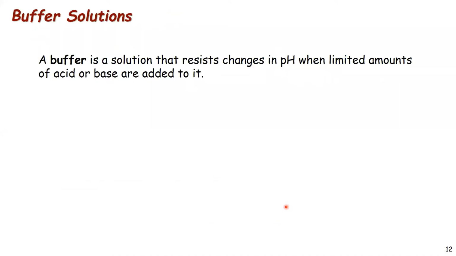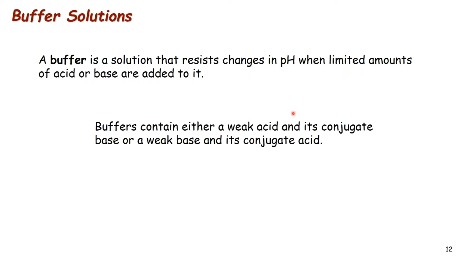Okay, that brings us to buffers, because all buffers are this idea of common ion effect. So a buffer is simply a solution that resists a change in pH when limited amounts of an acid or base are added to it. And I use the term limited loosely because you'll be amazed how much acid and base we can add to a buffer solution and have the pH change by almost nothing at all. Okay, now that's really important, otherwise we wouldn't be here today. I'll explain why here in a second.